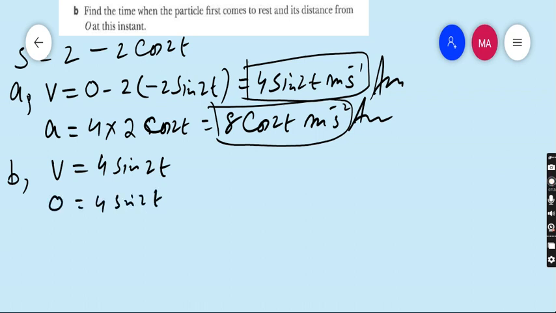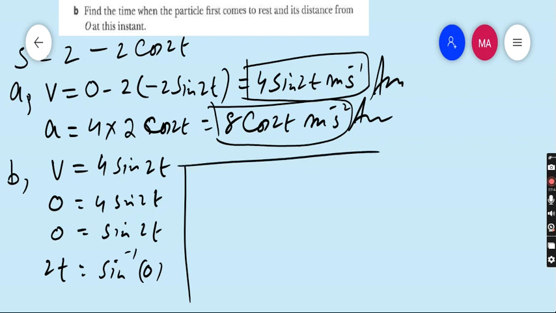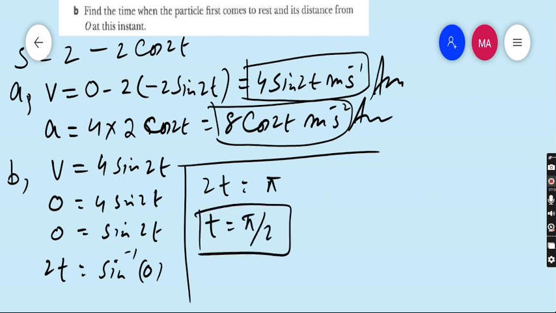4 divided by 0 is 0, so 0 is equal to sin 2t, or 2t is equal to sine inverse 0. If you use your scientific calculator, sine inverse 0 is pi, but your calculator must be in radian mode. Hence t is equal to pi by 2. So the time when the particle first comes to rest is pi by 2 seconds, and now its distance from O at this instant.